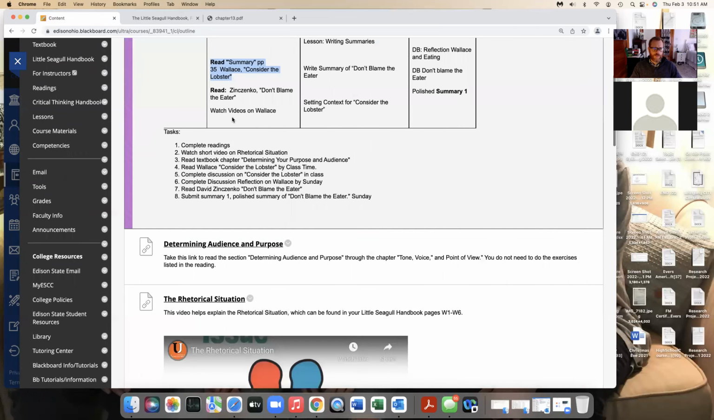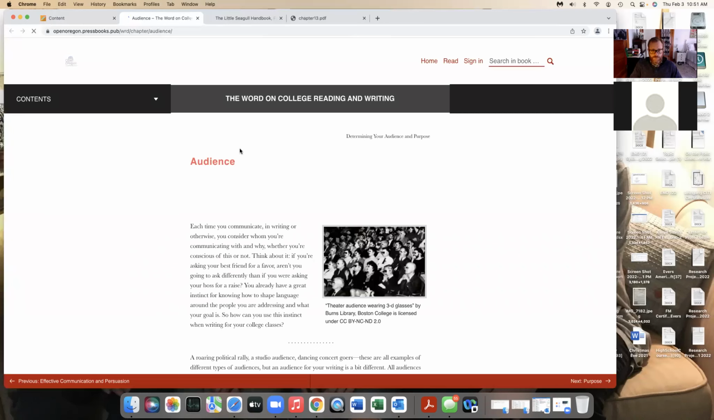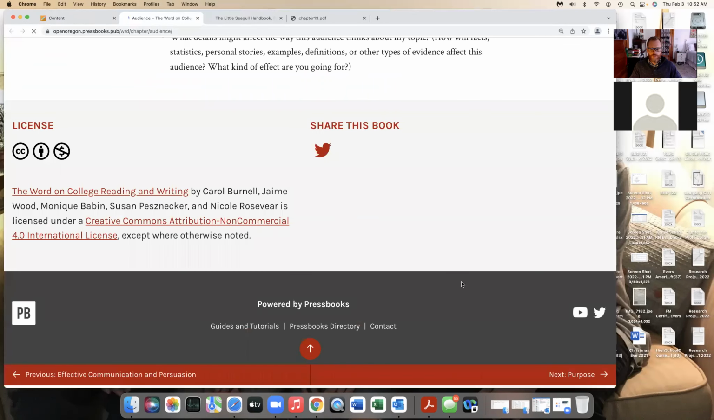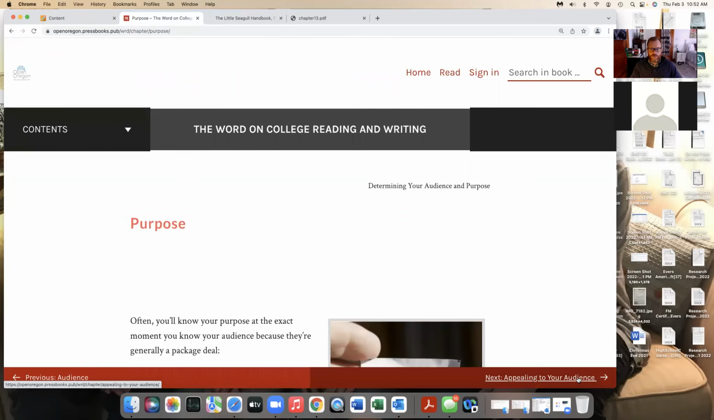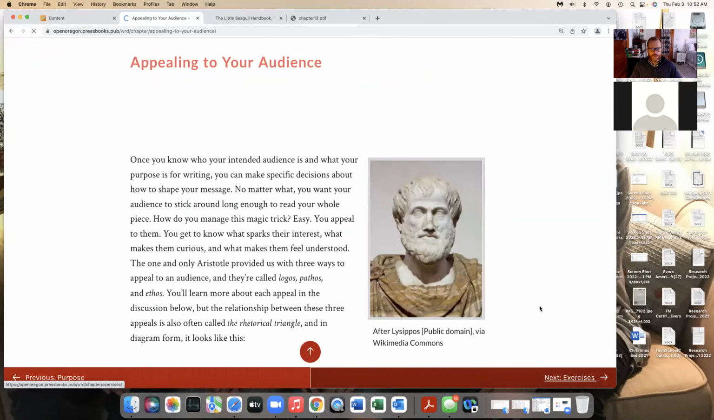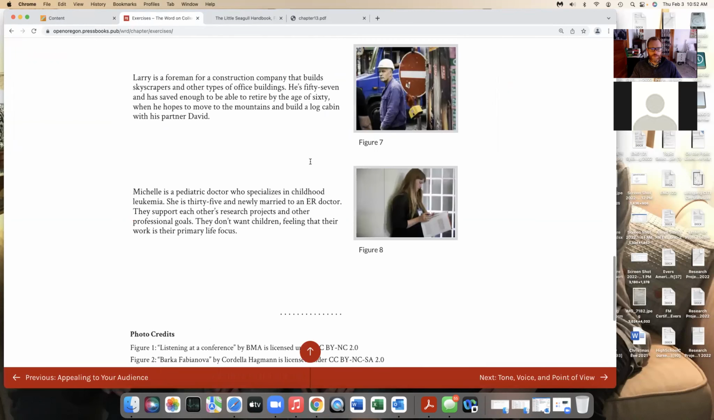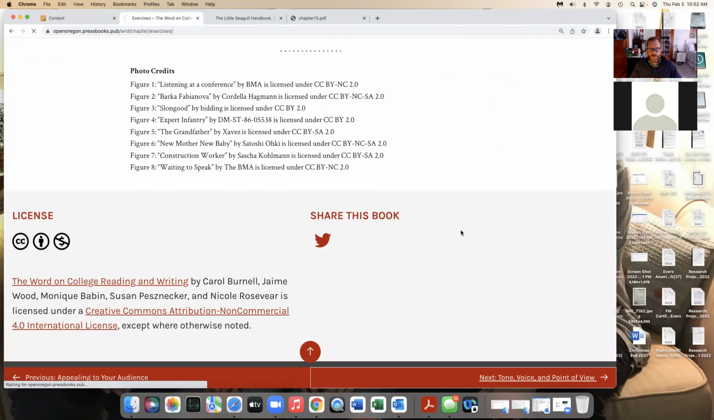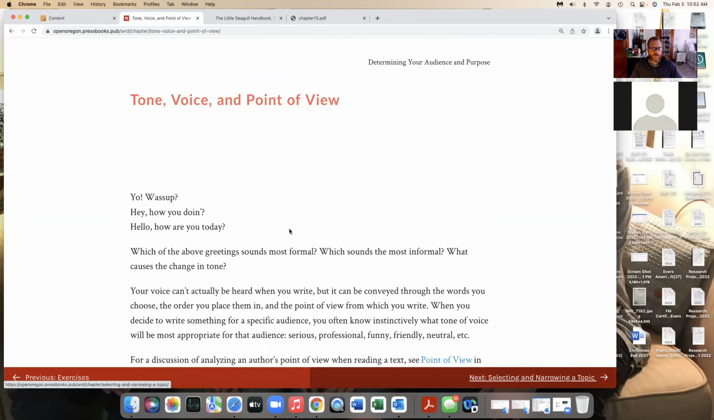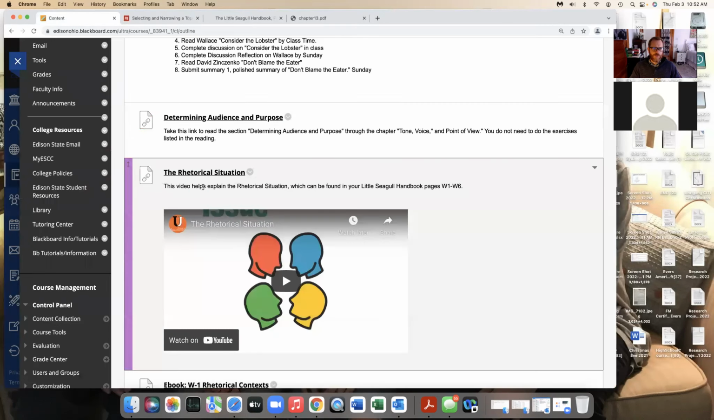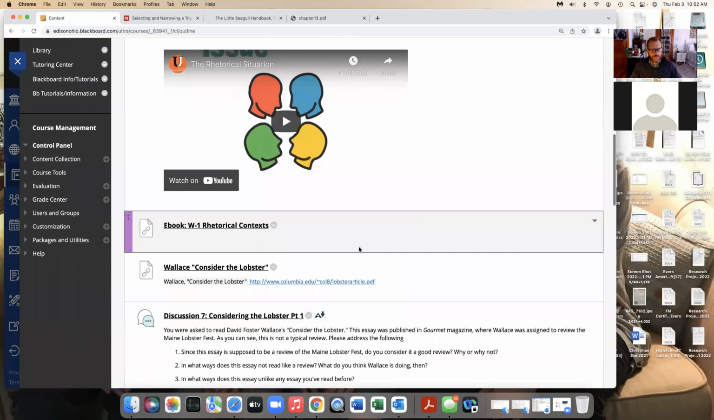So we have Determining Audience and Purpose right here. You can click that. It's going to take us to our textbook. And you can read about this. It's not terribly long, but you want to go through and click to purpose, appealing to audience. You don't need to do any of these exercises. These are interesting, but every time I've tried to do them in class, they've bombed. So I won't make you do these in class, but these are interesting. Tone, point of view. So those are the main things. And then we're not going to worry about that. So those 4 chapters, there's a video on the rhetorical situation if you really want to think about this more. Again, rhetorical context is what we've already talked about.